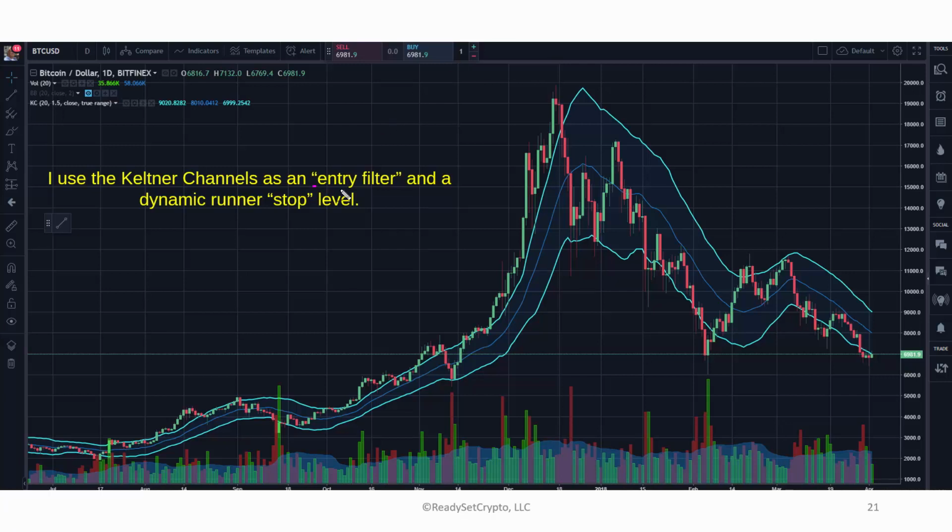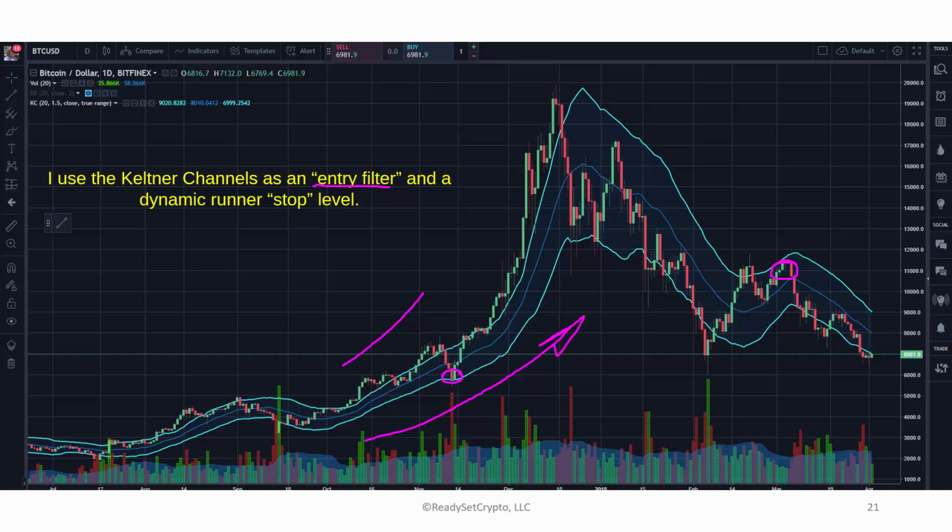What I typically will use this study for is as an entry filter. So if we have an uptrend in place, I will use this as an entry filter, and I will look to take an entry in the area between the mid to lower Keltner channel. Again, in an uptrend, I will look for the entry at the mid to lower Keltner channel. If we were entering on a downtrend, we would look for the entry to be somewhere between the mid to upper Keltner channel. That's the use as an entry filter.